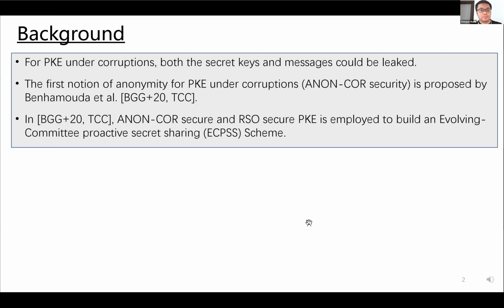Firstly, I will introduce some background information. For public key encryption under corruptions, both the secret keys and messages could be leaked. As far as we know, the first notion of anonymity for PKE under corruptions was proposed by Benhamouda et al. in 2020. In their work, anonymous CLR-secure and ISO-secure PKE is employed to build an evolving committee proactive secret sharing scheme.